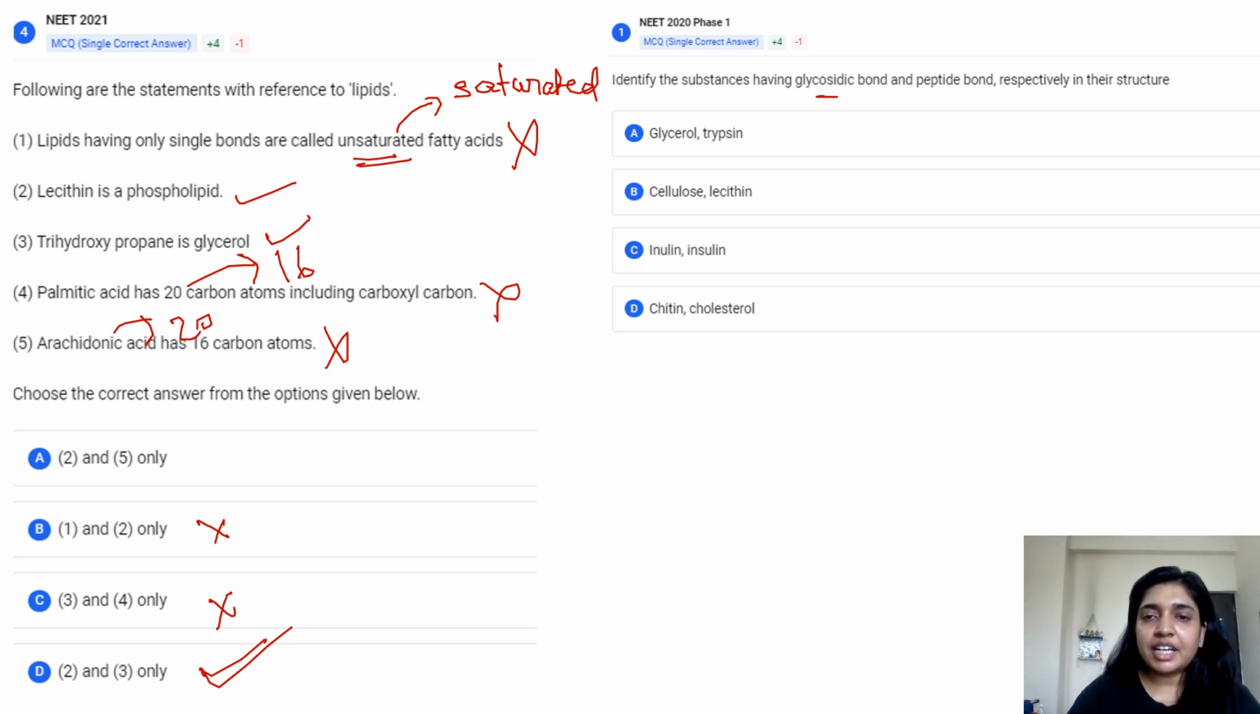Identify the substance having glycosidic bond and peptide bond respectively. So the first one has glycosidic bond, which can be your cellulose, inulin or chitin, and the second one has a peptide bond. So lecithin is a phospholipid, it won't have a peptide bond, it will have an ester bond. Insulin is a protein, so this is our answer. Cholesterol again is a lipid, so it will have ester bond and not peptide bond.